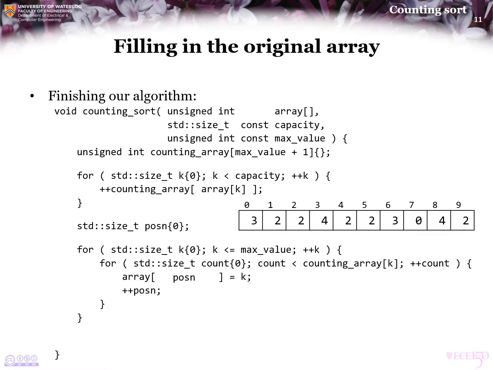We can also make an assertion at the end of this algorithm. We should have that the index position should equal the capacity of the original array, as we've just filled it up.